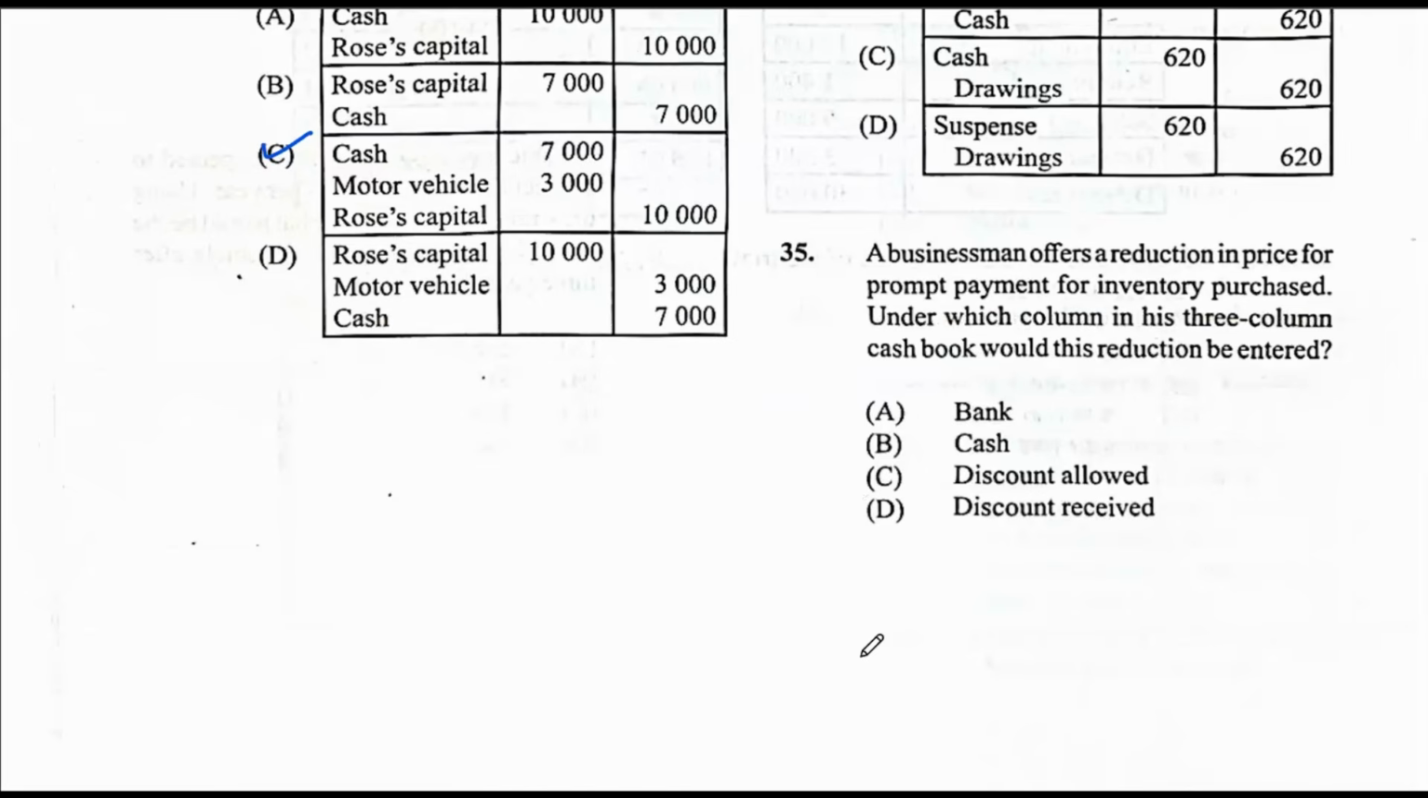Question 35. A businessman offered a reduction in prices for prompt payment for inventory purchase. Under which column in the cash book will this reduction be entered? The businessman is offering persons, his customers, a reduction in the price. Well, if he gives his customers a reduction in price, that obviously should be discount allowed from his perspective. Good job.